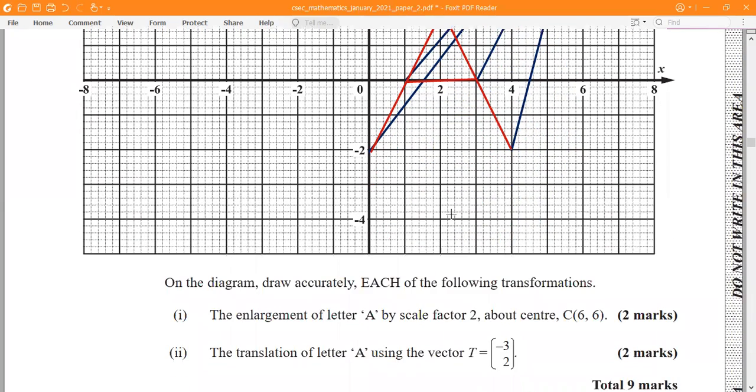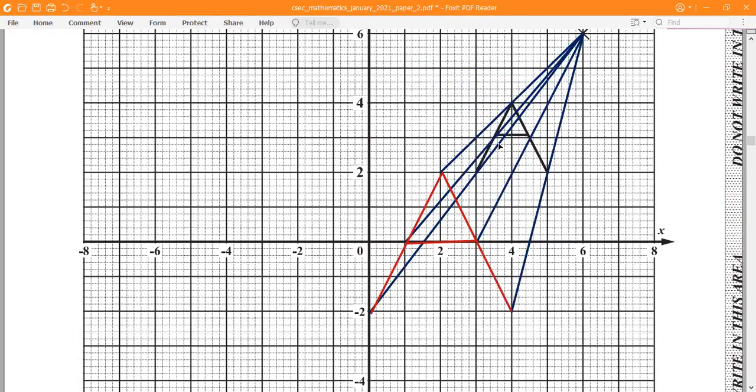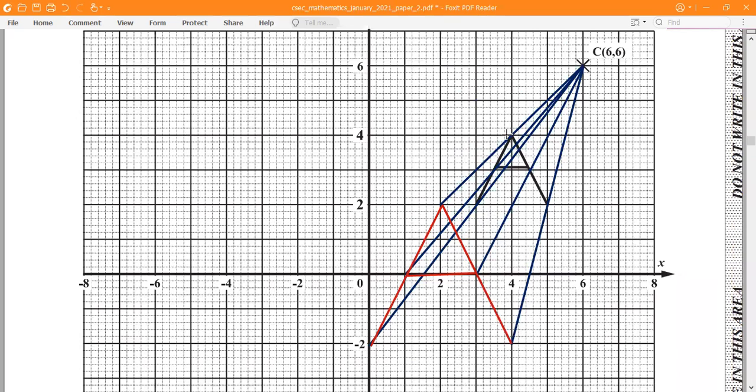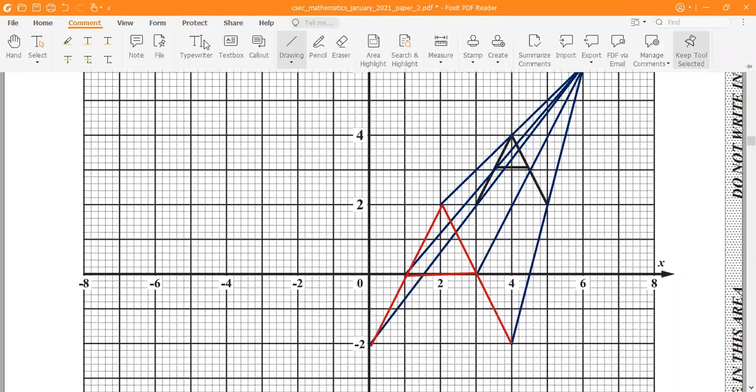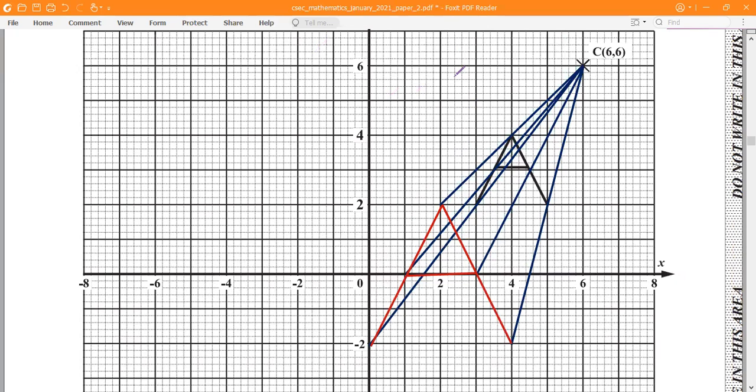They want us to do a translation now of the letter A using the vector (-3, 2). So -3 means we are moving 3 places to the left, and +2 means we are moving 2 places upward. So that's what we're going to do. From each point you go 1, 2, 3, and 1, 2. So we have a point up here. Then we go 1, 2, 3, and 1, 2. We have another point here.